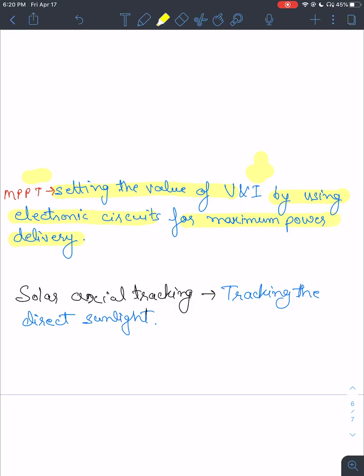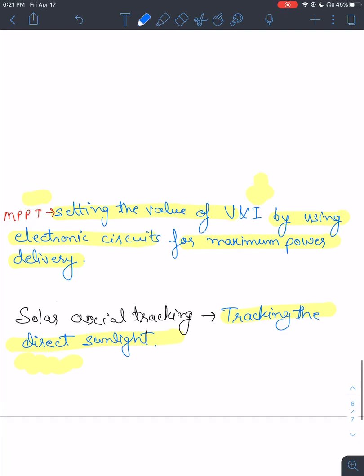Solar axial tracking is actually tracking the direct sunlight. Now remember, we can only track the direct component of sunlight, right? You cannot track the indirect component of sunlight which is coming from clouds and atmosphere. It is more or less constant around the solar panels.